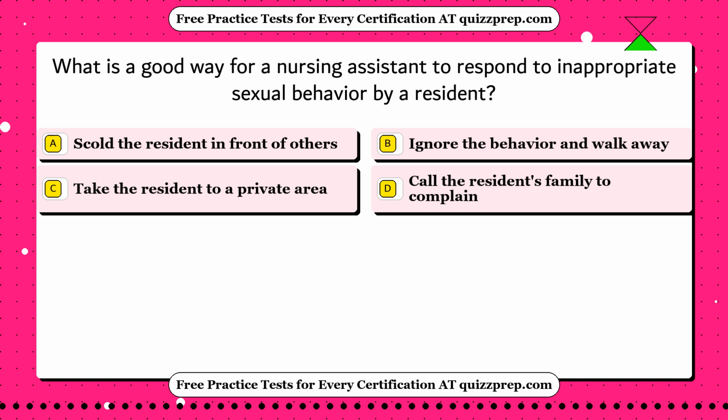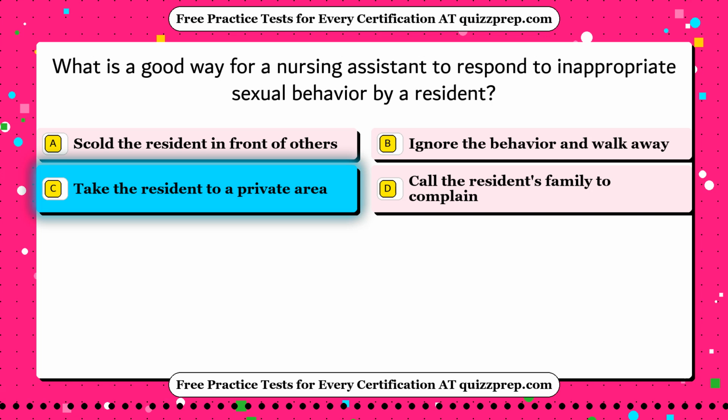Question 46. What is a good way for a nursing assistant to respond to inappropriate sexual behavior by a resident? Option A. Scold the resident in front of others. Option B. Ignore the behavior and walk away. Option C. Take the resident to a private area. Option D. Call the resident's family to complain.